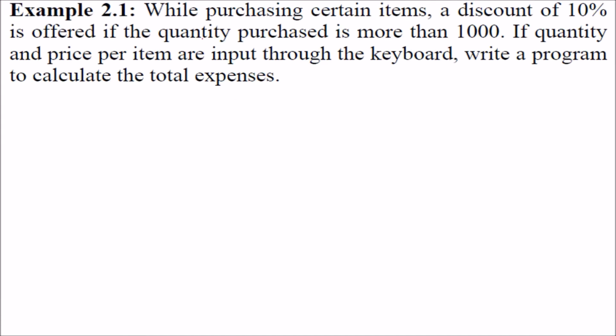Let us take an example. While purchasing certain items, a discount of 10% is offered if the quantity is more than 1000. If the quantity of the item you have purchased is more than 1000, you are eligible for a 10% discount. Otherwise, not. How to do this? If the quantity and price per item are to be inputted using the keyboard, we have to write a program to calculate the total expenses. Now let us see how this if decision control can be employed.